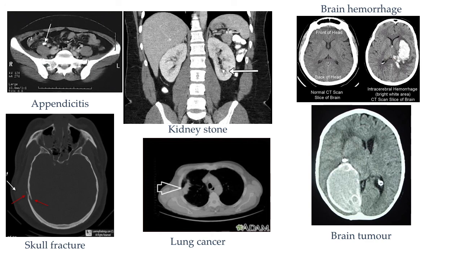So, for example, problems with the lung, you can see the lung cancer there. They can easily look for skull fractures. They can look for stones, bleeding in the brain, or tumors. Those are easily detected because those areas, those tumors, those stones are very, very dense.